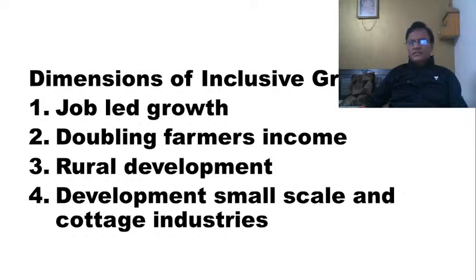Why? Because an organization, in order to cut down its costs and improve its efficiency, will go for computerization and artificial intelligence, AI. So, the bigger the organization, the lesser would be its employment potential. If the government has to ensure inclusive growth, it should focus on small scale and cottage industries.